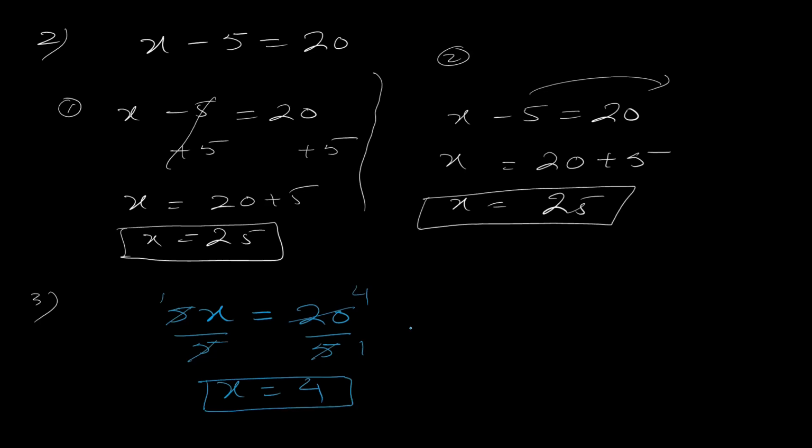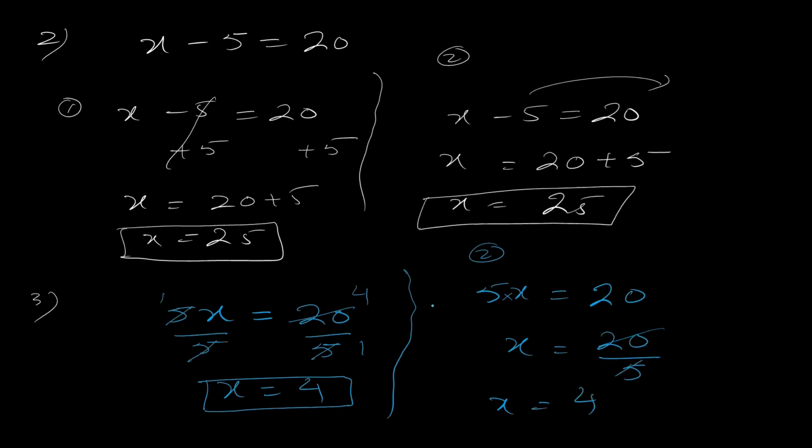But if we solve this the other way, the second method, 5x equals 20. 5 is being multiplied here. The opposite operation of multiplication is division. So when we take 5 to the other side, it becomes 20 upon 5. So again, the answer will be 4. So either way, you can get the same answer.